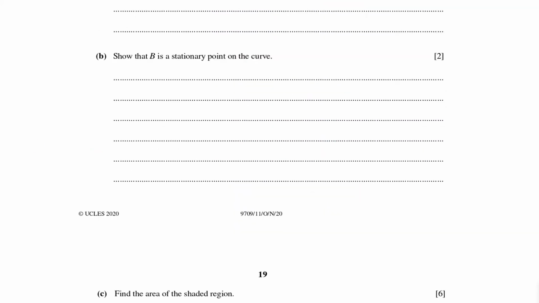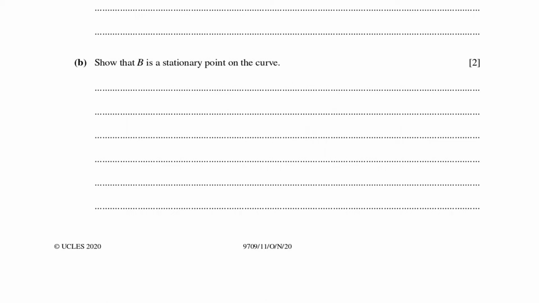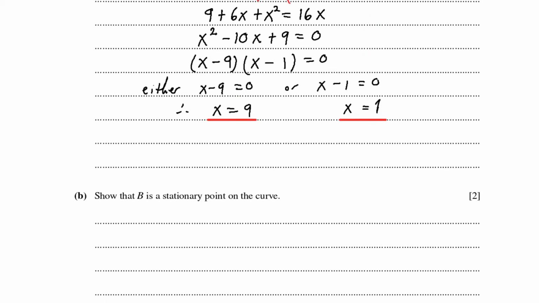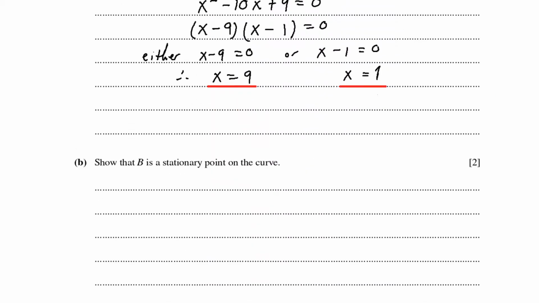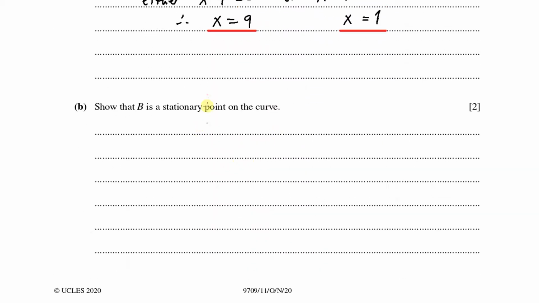Let's go to part B. Show that B is a stationary point on the curve. Now we have this point B on the curve, so we want to prove that it's a stationary point. The equation of the curve is y is equal to 4x to the half minus 2x. So we have the equation y is equal to 4x to the power of a half minus 2x.